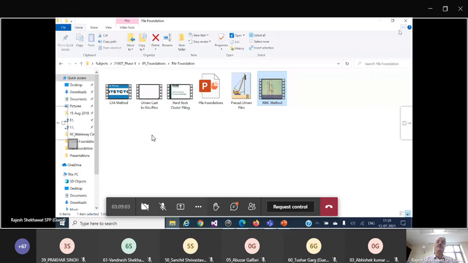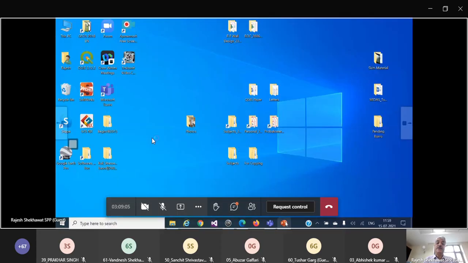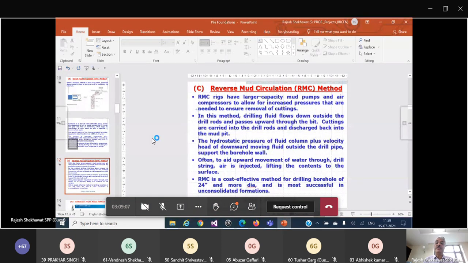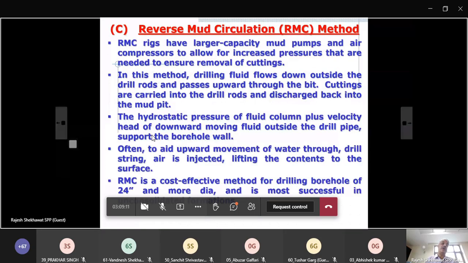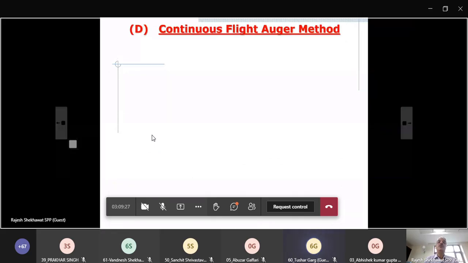So in this system, it is not necessary that you always use bentonite, though people sometimes do. Even if you don't use bentonite, you can work. You have to give extra pressure and all, of course, for aiding the drilling. But it is not necessary that you use bentonite in RMC, whereas in DMC you have to use bentonite. Okay, clear? Yes, sir. Okay.